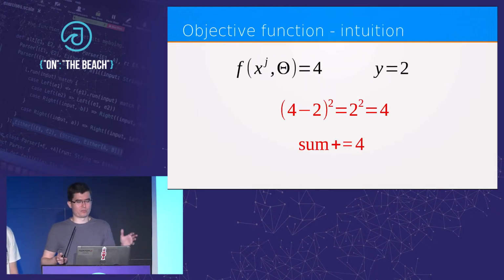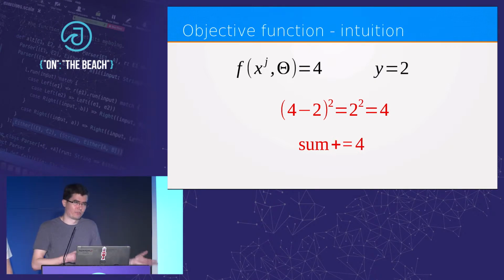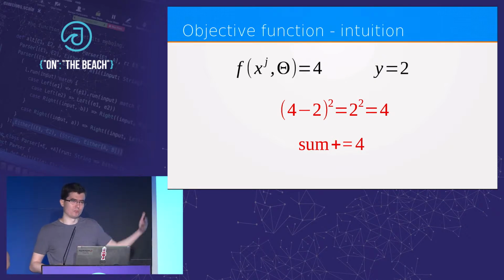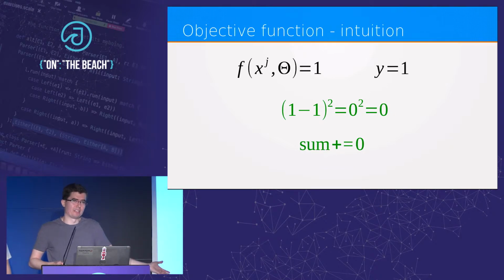Let's assume that for one point, our function gives us 4, but we were expecting 2. So we've got 4 minus 2, it's 2, squared, it's 4. It means that we need to add 4 to our sum. On the other hand, for a different point, our function may give us 1, and we may expect 1. So it's correct. Then we've got 1 minus 1 is 0, 0 squared is still 0. So we do not need to add anything to our sum, to our objective function. Using this intuition, you see, the less, the better. It means that we need to minimize the function to find the optimal theta parameters.